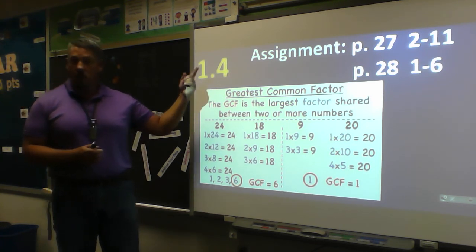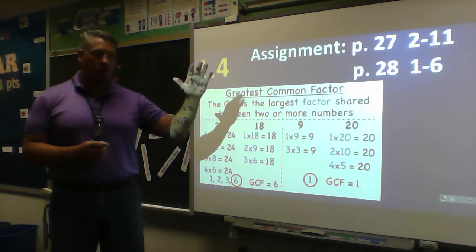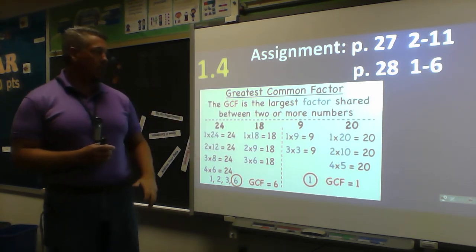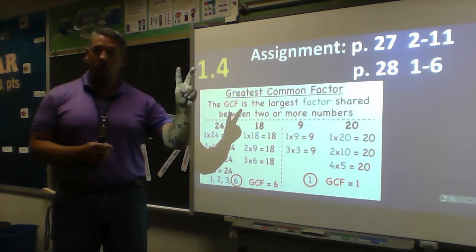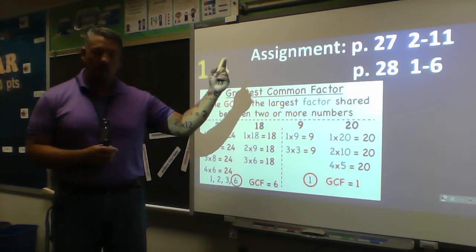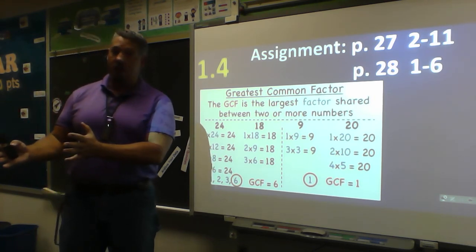But your assignment is page 27 in your big book. Questions 2 through 11, remember, they always do number 1 for you as an example. And then we have page 28, 1 through 6. 1 and 2 are going to be reviewing this lesson, and then 4 through 6 are going to be reviewing the things that we've already done so far in this year.